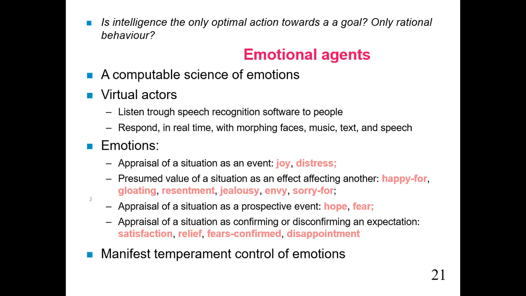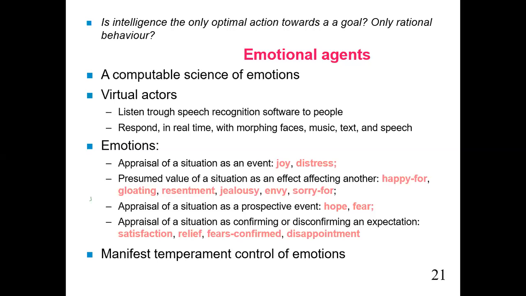For example, the agents listen to what people tell them, and then the agents can respond in real time with a morphing face. Let's say the user is telling about something happy, then the face comes out happy, or with music, text, and speech. So the agent can understand the emotions and react with emotion as well. Appraisal of a situation as an event, for example, when there is joy, meaning happy, or distress, probably with a stressed face.